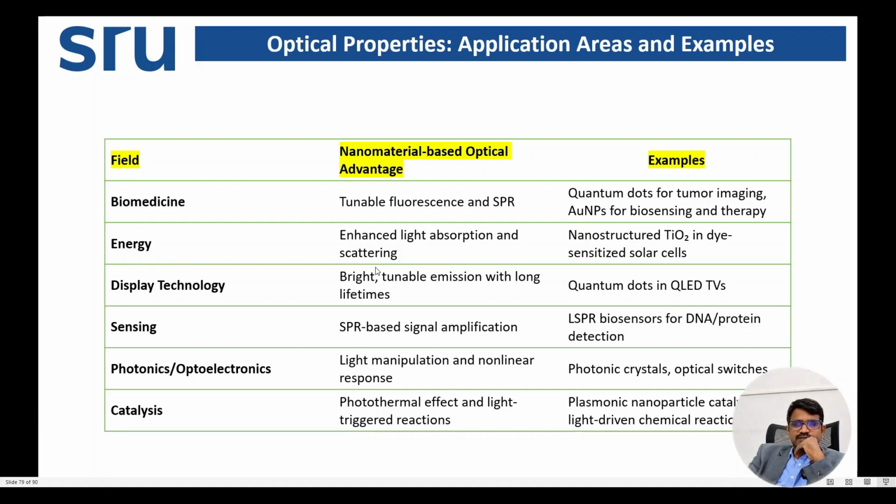Enhanced light absorption and scattering: nanostructured TiO2 in dye sensitized solar cells, DSSC. Okay, so this is the field advantage. Example: display technology, bright tunable emission with long lifetimes. Examples: quantum dots in QLED TVs.